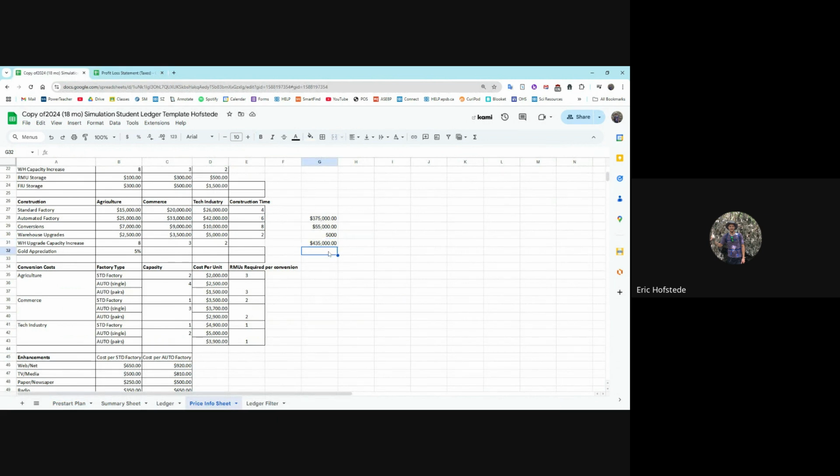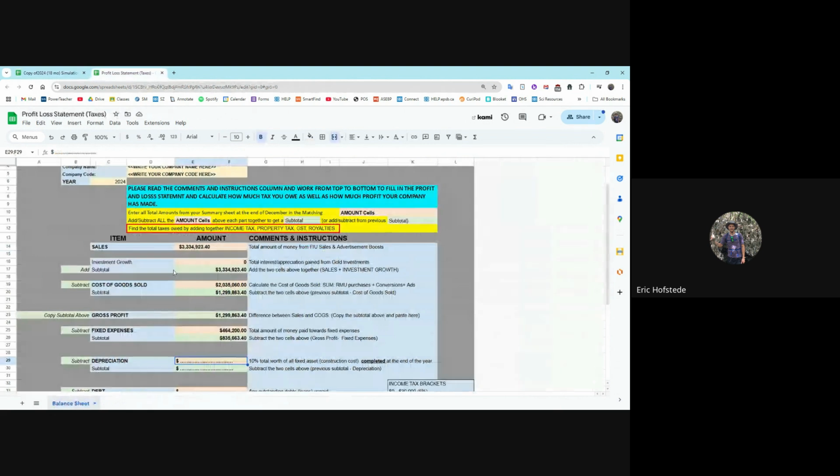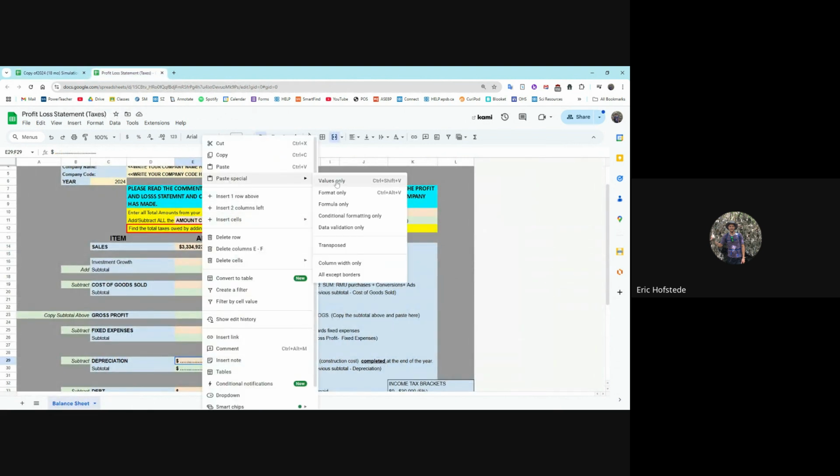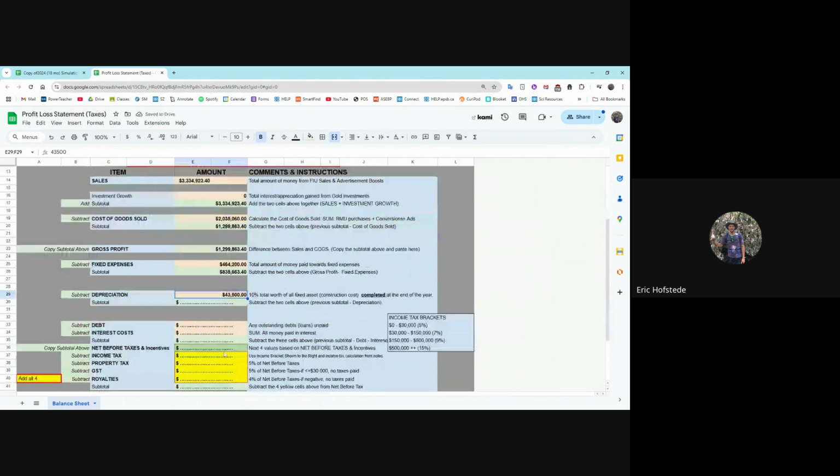So to find 10% of this, I'm going to multiply that number by 0.1. Not quite, equals this times 0.1. 43,500. I'm going to copy that and paste it into my depreciation. I'm always using paste values, so I'm not bringing over the sums or the equations I'm using. Another subtotal, so we look at the two cells above it, and this time we subtract. So it's going to be this subtracted by this.